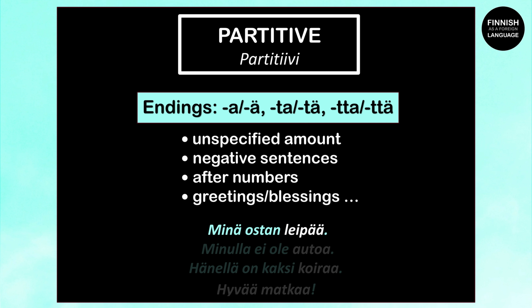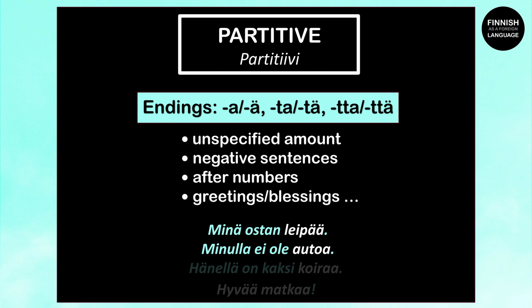It's standing here in the partitive case because we're talking about an unspecified amount of bread, so we don't know how much bread I'm going to buy. Minulla ei ole autoa means I don't have a car. This is a negative sentence, and that's why we put the car into the partitive case. So autoa is the partitive case of the word auto, which means car. I don't have a car.